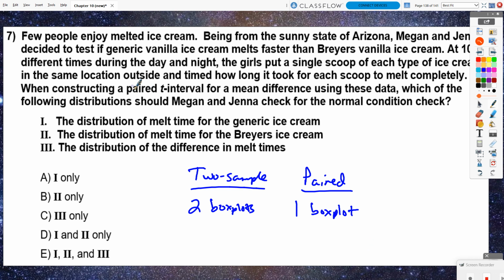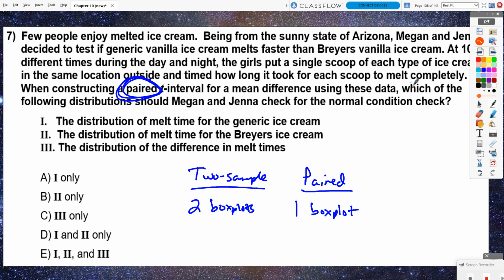Now, they were nice enough to tell us that this is in fact a paired problem. Why is this a matched pair? Well, because at the same exact time, they put a single scoop of each type of ice cream in the same location outside and timed how long it would take for each scoop to melt completely.